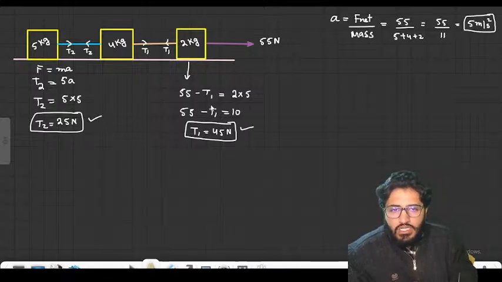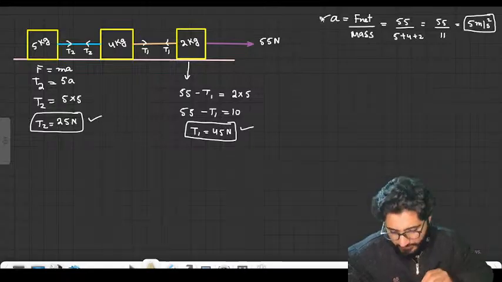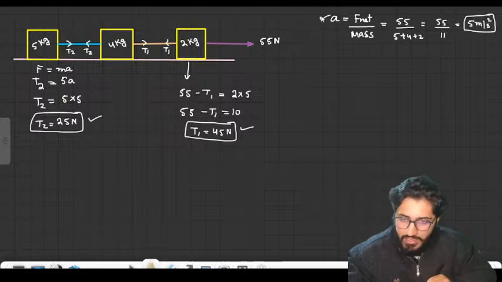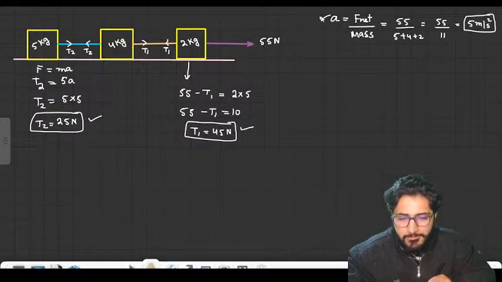T1, T2, acceleration. T1 is 45 Newton, no? How 45 Newton? Sorry, how? It is 45 now. Easy or super easy?